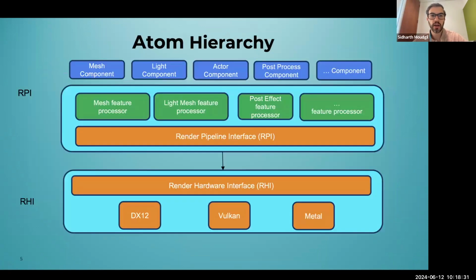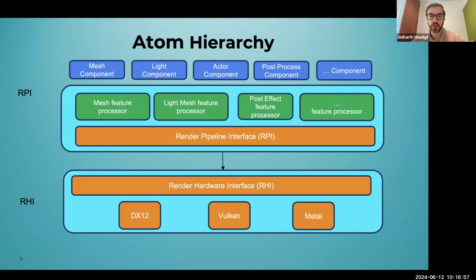So here's the hierarchy. You have your RPI and your RHI. You have all your components. These are the things that you pull in the editor. So when you have your editor, you create an entity, you essentially add a component, and that's where all the code is for the component. The component exposes all the properties associated with that specific feature. So a mesh component will expose all the mesh-related properties.